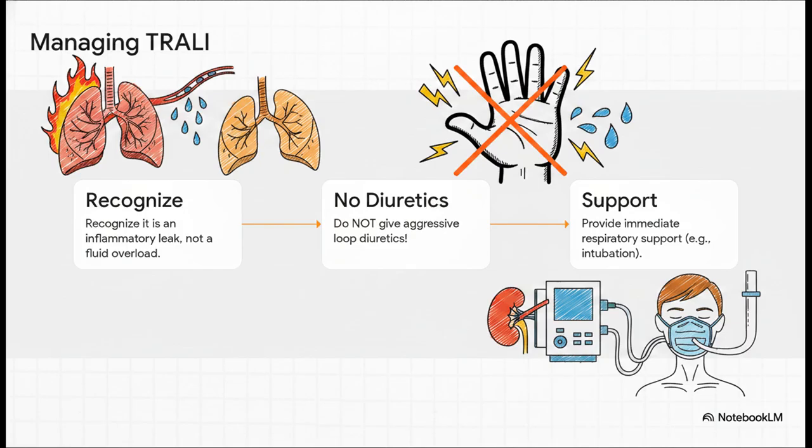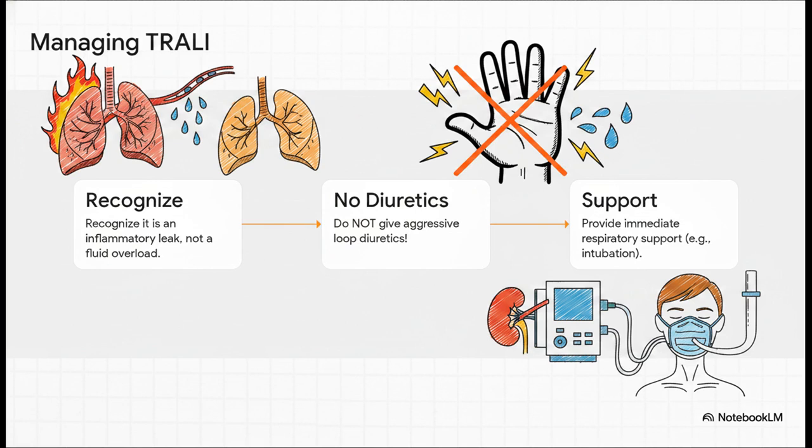Which brings us to a classic and honestly super dangerous mistake we see audited on the wards: treating TRALI like it's TACO. First off, you absolutely must recognize that TRALI is an inflammatory leak, not a fluid overload issue. Because of this, step 2 is a massive red flag. Do not give aggressive loop diuretics. If a TRALI patient is already hypotensive from systemic inflammation and capillary leak, blasting them with diuretics is going to catastrophically worsen their shock.